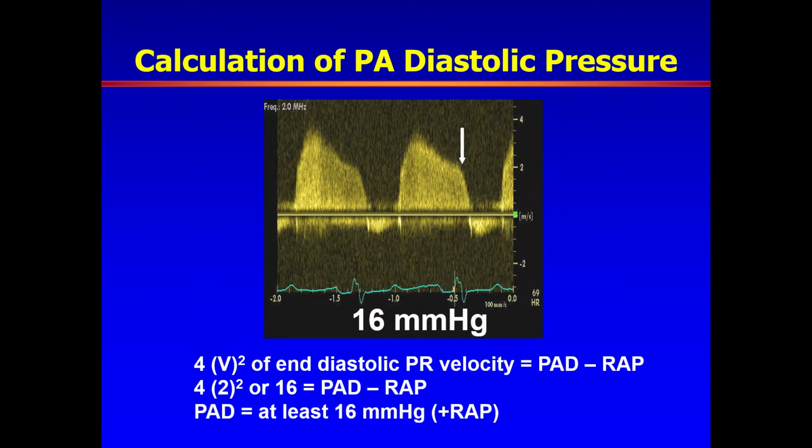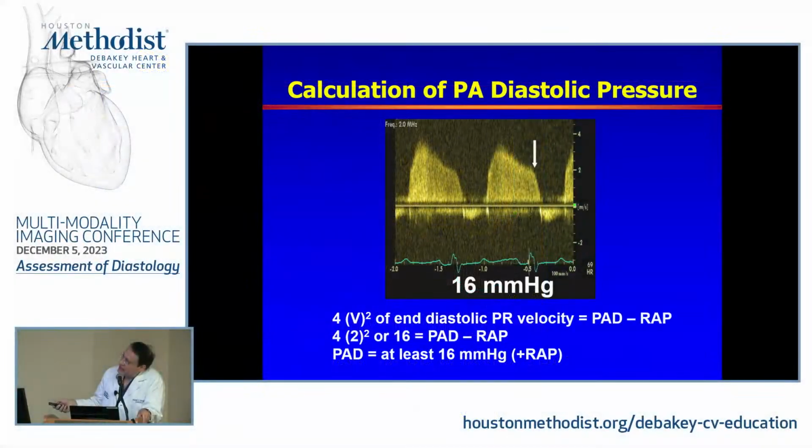How about PA diastolic pressure? We rely on PA diastolic pressure for two reasons. Part of it is the question of pulmonary hypertension, but part of it also is that in the absence of pulmonary vascular disease, the PA diastolic pressure is very close to the left atrial pressure. So if I'm looking at a patient with cardiac disease and I see a high PA diastolic pressure, then the odds are high that LAP is elevated. As in this example, if you do the modified Bernoulli without adding any RAP, you know that the LAP is at least 16 millimeters mercury.